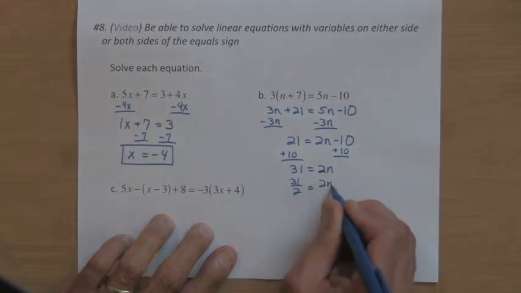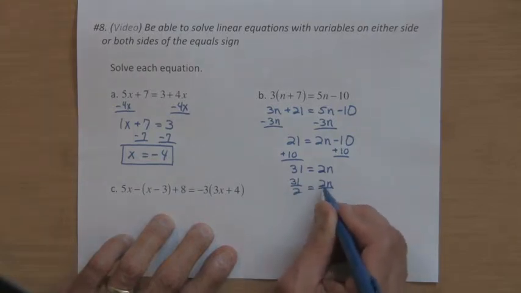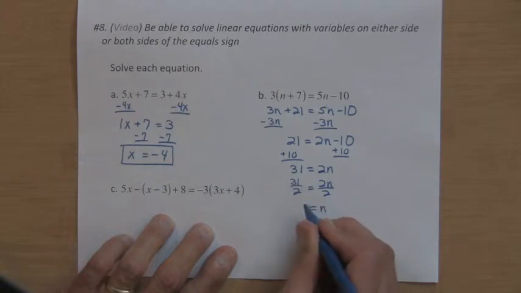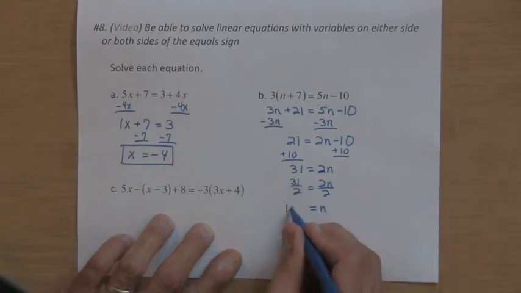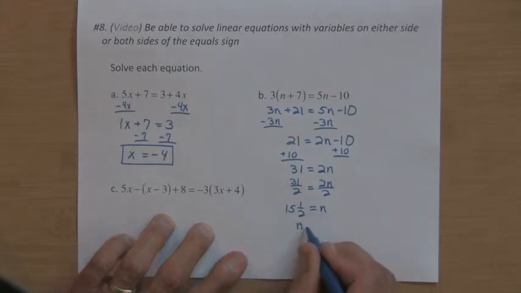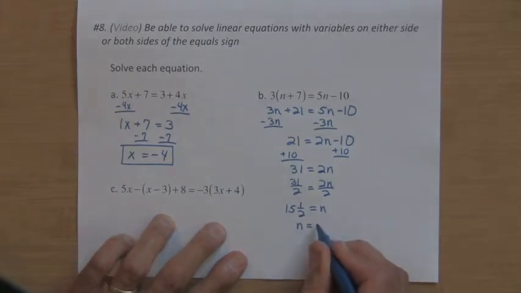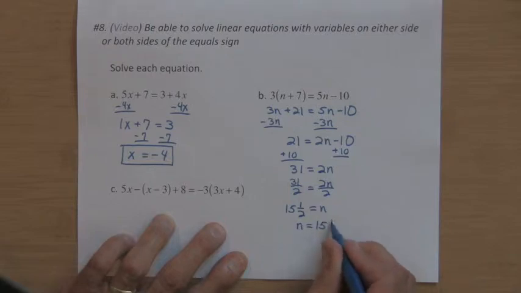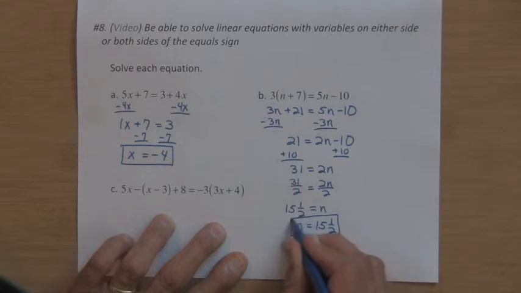So 2n divided by 2. The 2's simplify, leaving just n equals. And if you want to write that as a mixed number, you may. 31 halves is the same as 15 and a half, so you can write it as 15 halves, 15 and a half equals n, or n equals 15 and 1 half. So there's the solution to the second equation.